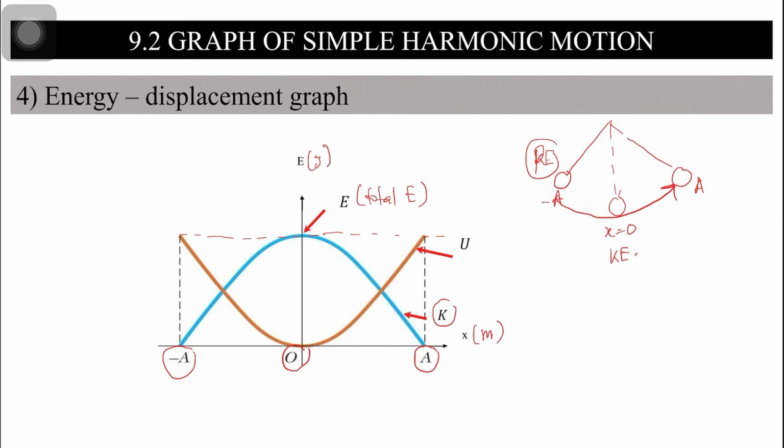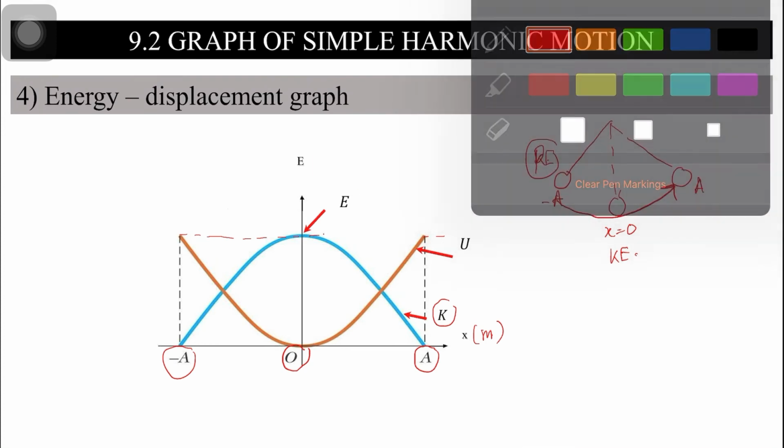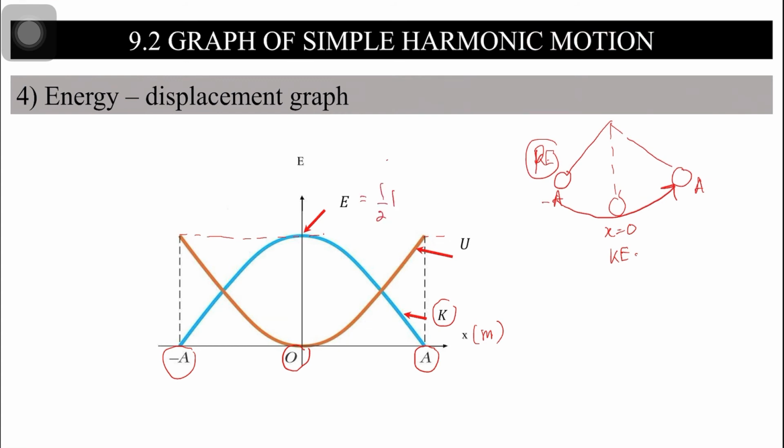Okay, so what is the equation for E? Total E is half k a square, or k is half m omega square a square. Then what is the equation for potential energy? Half k x square. And this one is half, I don't remember, half m omega square (a square minus x square).